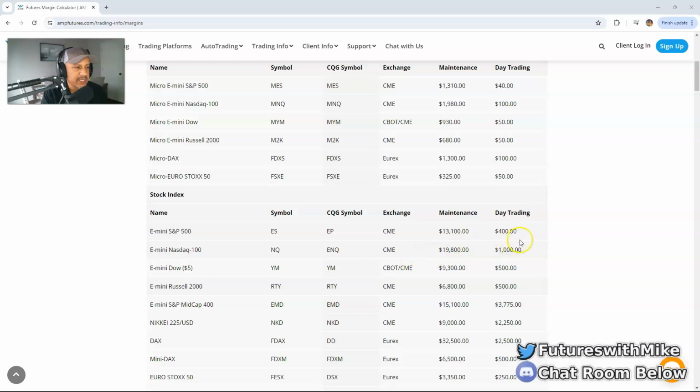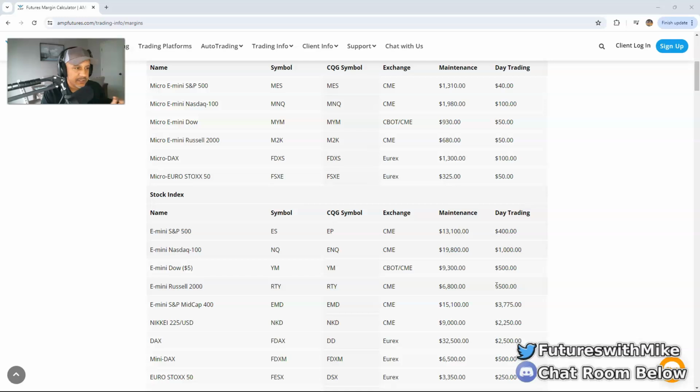The full-on E-minis, as you can see, let's say the Micro E-mini S&P 500 was $40 a contract. The full-on E-mini S&P 500, not the micros, is $400 a contract, not 40. The Nasdaq is 1,000, where it was 100 for the micro. The Dow is 500 a contract, where it was 50 for the micro, and then the Russell is the same thing.